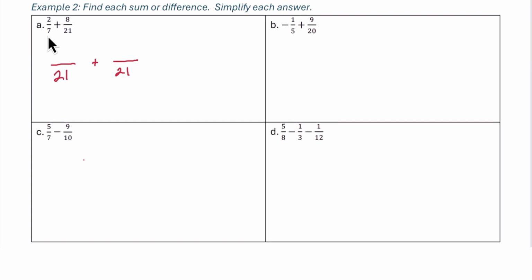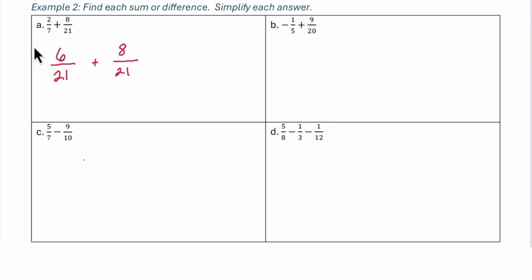Now to get the equivalent fraction, we ask ourselves, how many times will 7 go into 21? Or 21 divided by 7 is what number? That's 3. 3 times 2 is 6. 21 divides into 21 one time. 1 times 8 is 8.